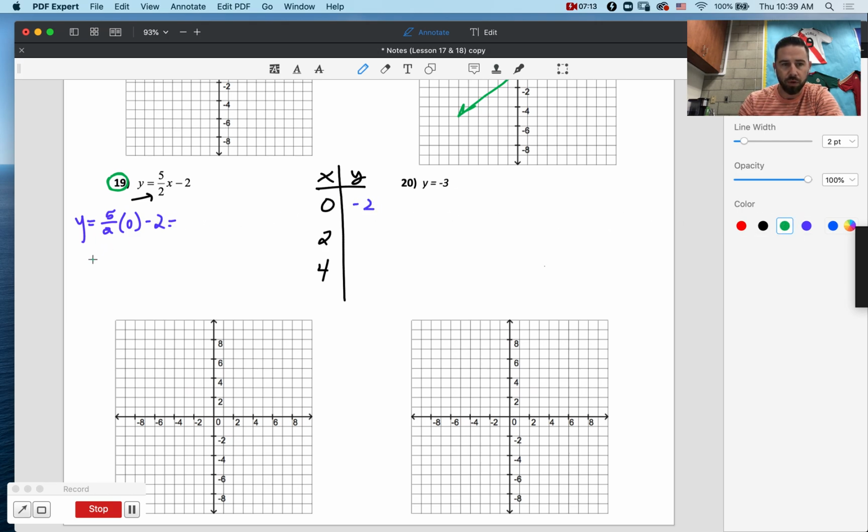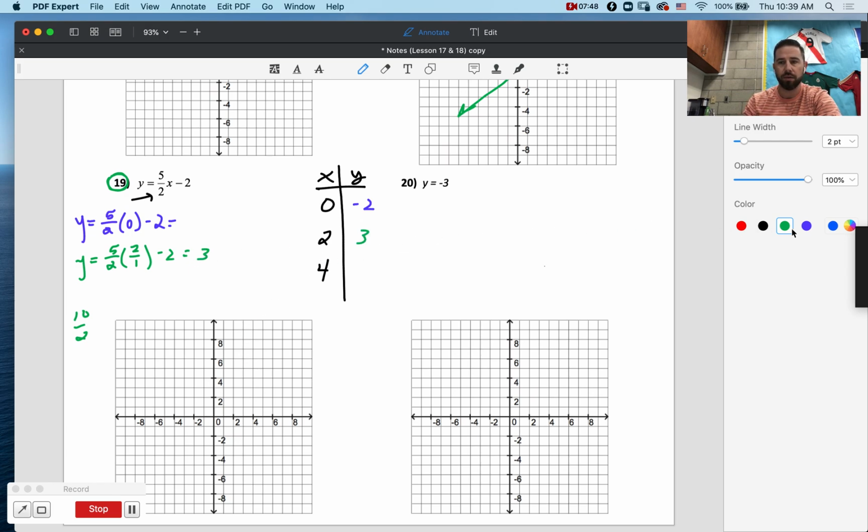All right, next one. Y equals 5 over 2 times, what are we plugging in? We're plugging in a 2. So 2 over 1 minus 2. Now we've got to take our time doing this. We multiply straight across the top. 5 times 2 is 10, right? Straight across the bottom, 2 times 1 is 2. And 10 divided by 2 is what? It's 5. So this is really 5. And 5 minus 2 is 3.